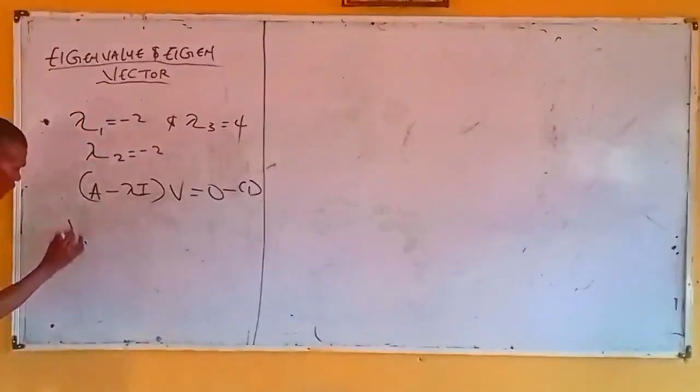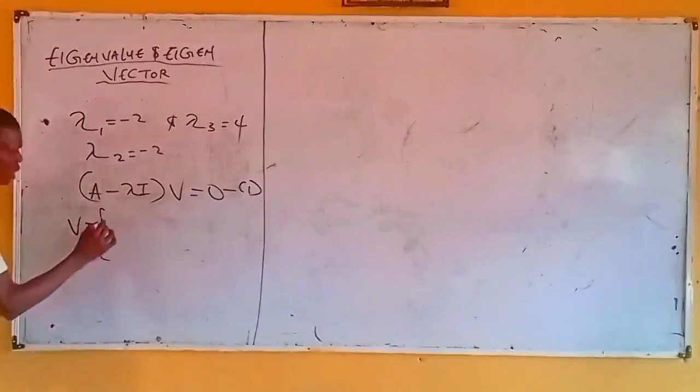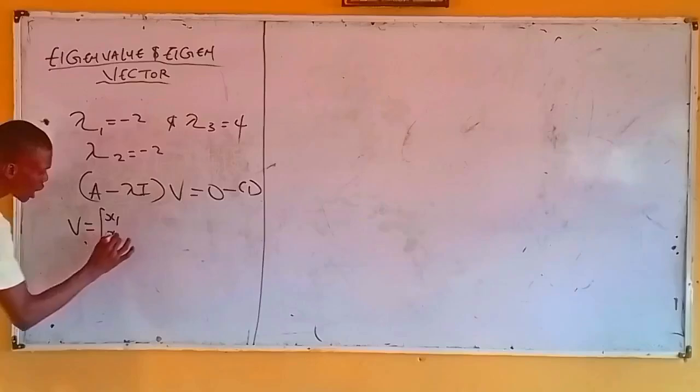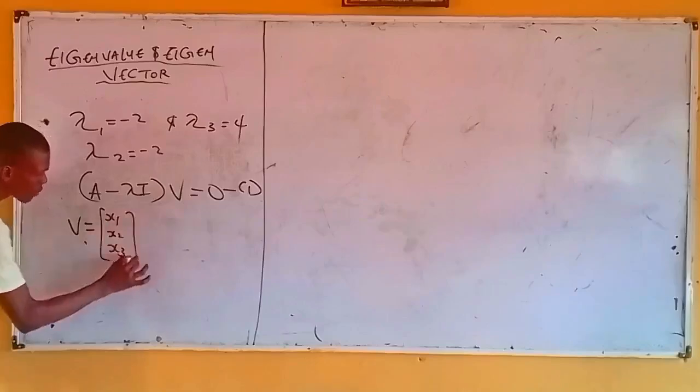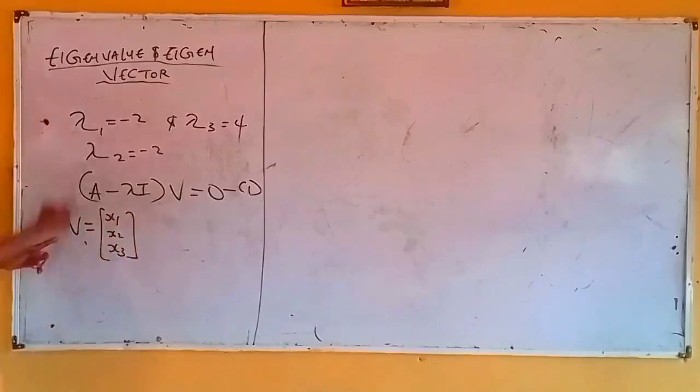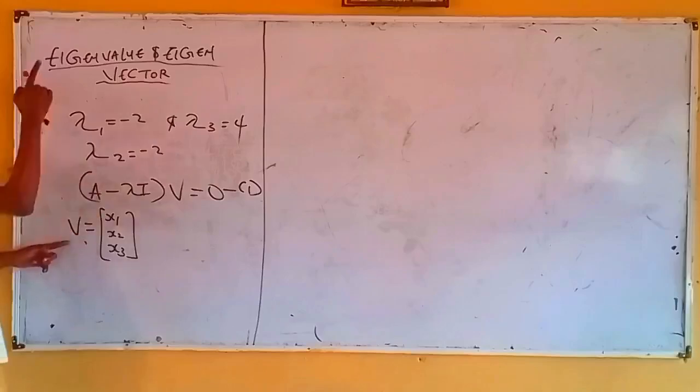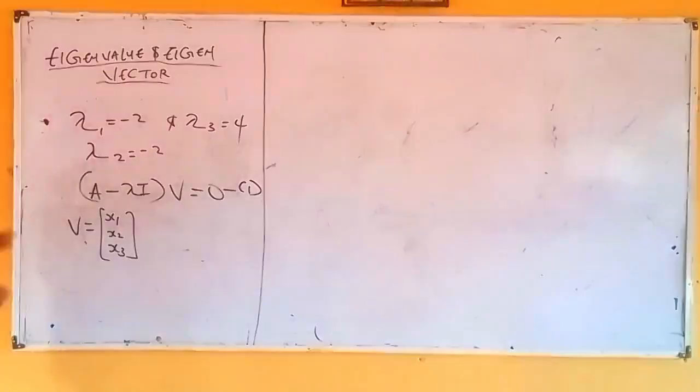Now, let's represent V as a column matrix. Let's say x1, x2, and what? x3. Meaning that for lambda 1, we have the corresponding value of V. For lambda 2, it will have the corresponding value of V. For lambda 3, it will have the corresponding value of what? V. So that's what we are saying.